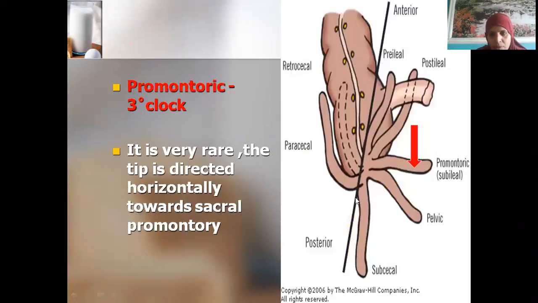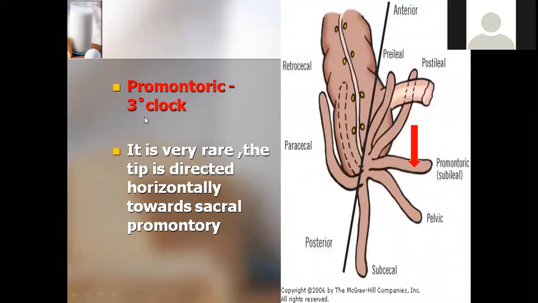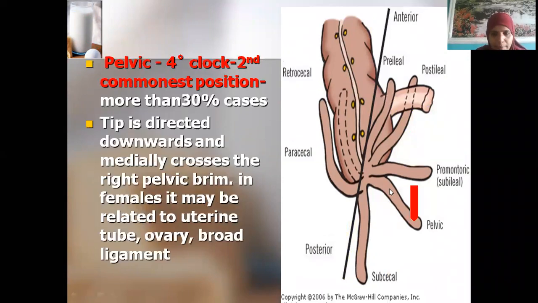Now this position where the tip is pointing towards the promontory of the sacrum, you call it the 3 o'clock position or promontoric position. Of course, it's rare. The tip is directed horizontally. Pelvic is this 4 o'clock position. The tip is pointing towards 4 o'clock. This is the second commonest position. Of all these positions, which one is the most common one? The most common is the subcecal.